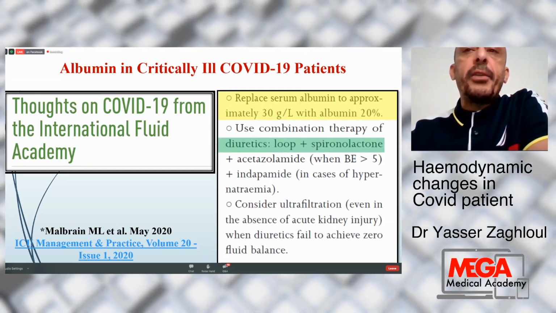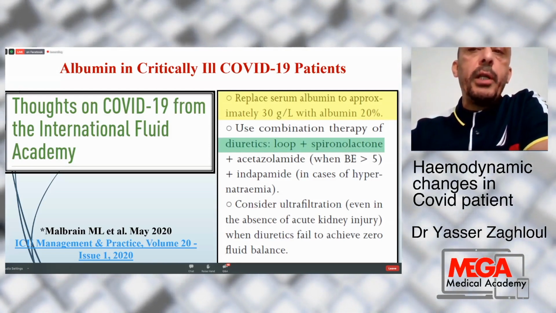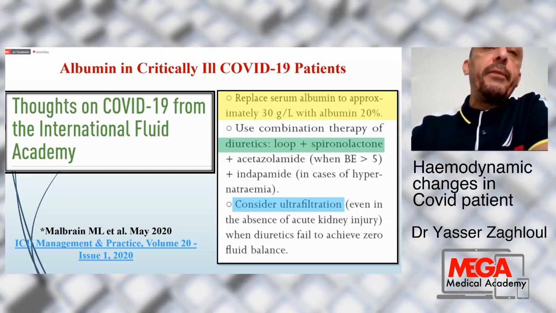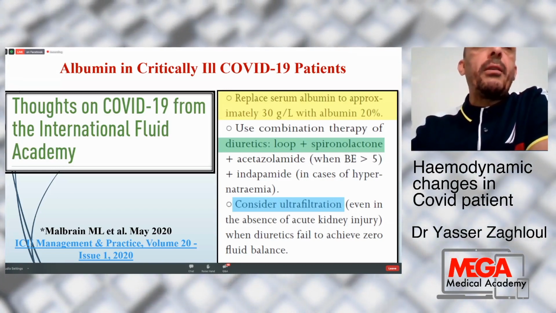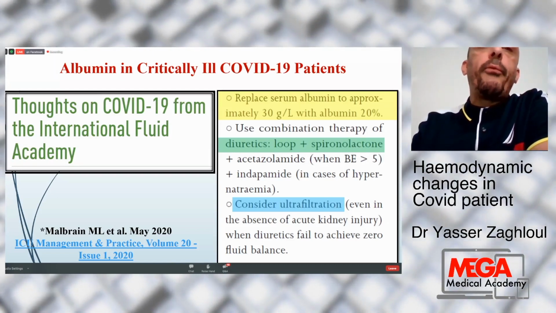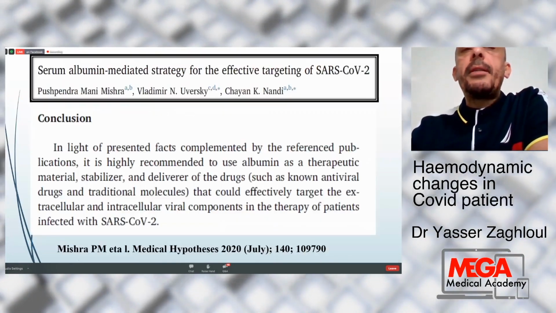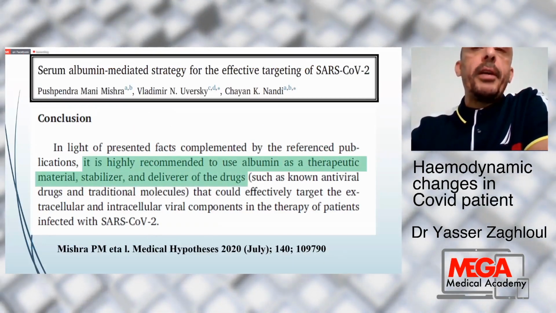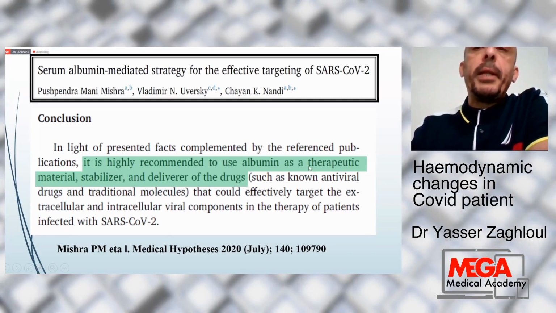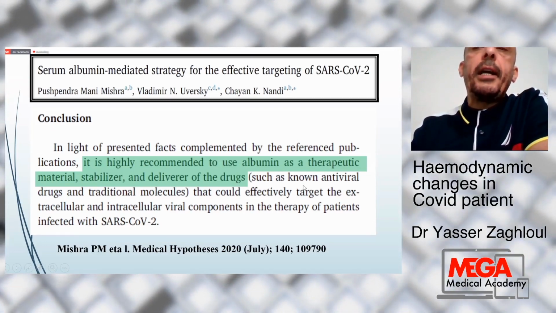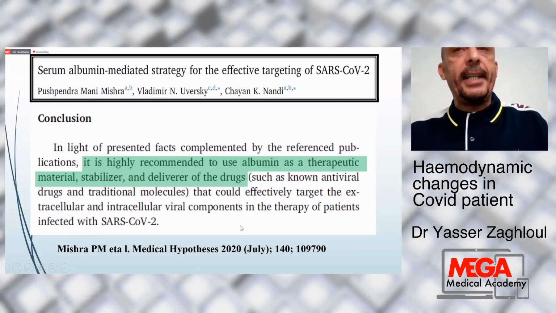And you may need to use diuretics as well, loop diuretics, thiazides plus spironolactone, to minimize the effect of fluid overload, and consider ultrafiltration early, even if the patient doesn't have acute kidney injury. If the patient is overloaded, ultrafiltration should be considered early, to minimize the effect of fluid overload on the lung, especially in patients with respiratory distress syndrome. There is another recommendation also for albumin, because albumin, as you know, is a good buffer, a stabilizer, and delivers the drugs. A patient with hypoalbuminemia may have impaired carrying of antiviral medication. So there is a good recommendation to use albumin in your critically ill COVID patient.